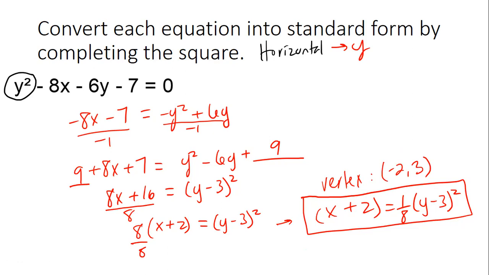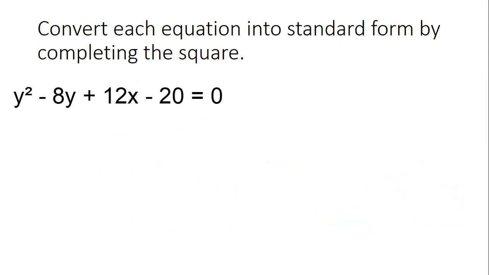Okay. All right. So guess what time it is? You do. It's on your own time. Okay. You're gonna go through the steps for number 3. Okay. All right, and go.